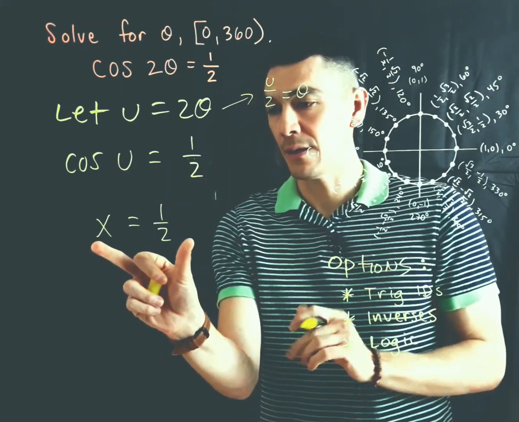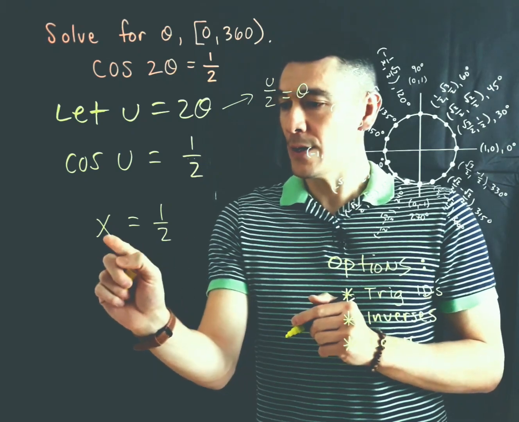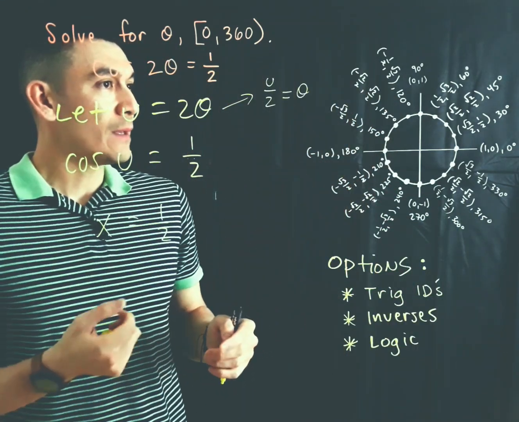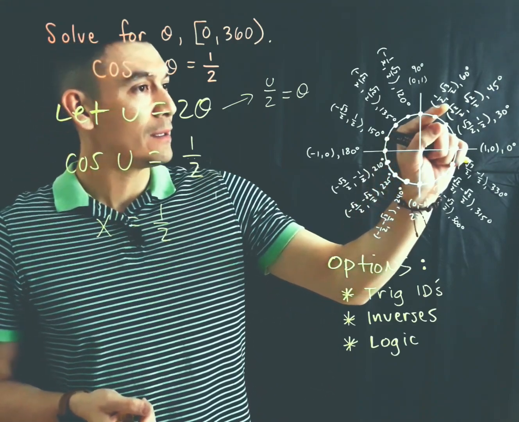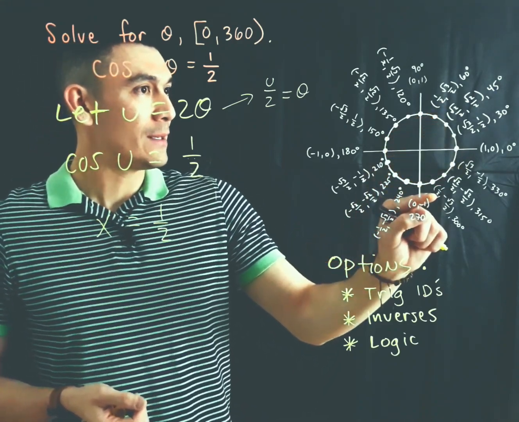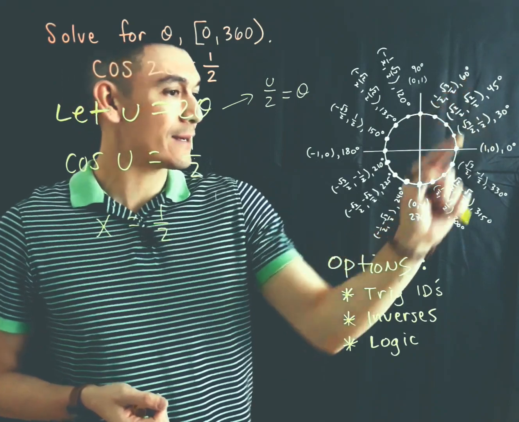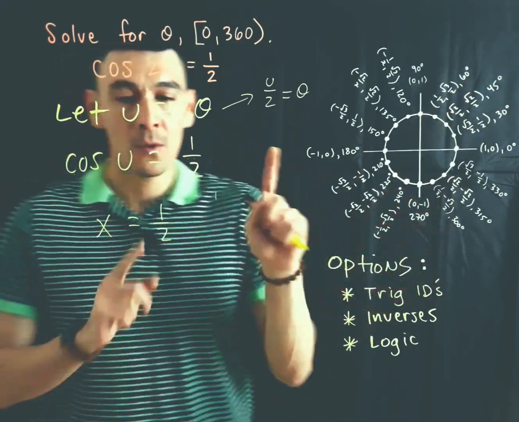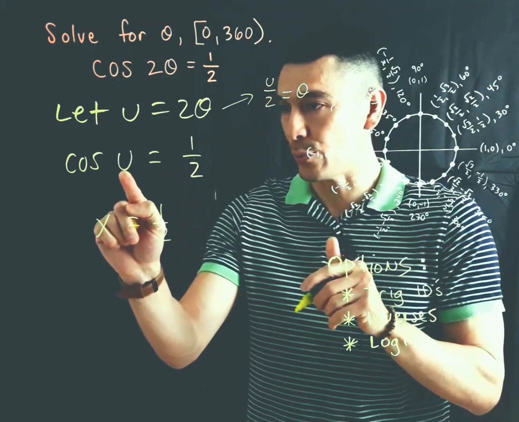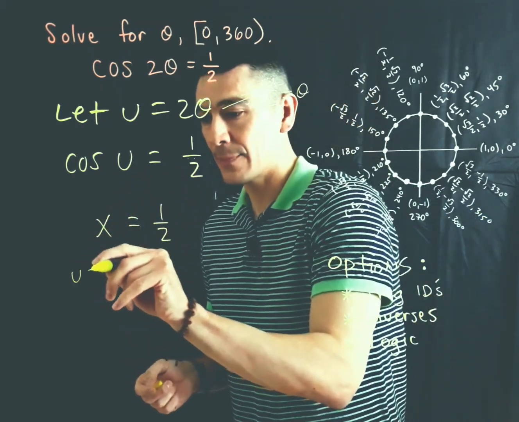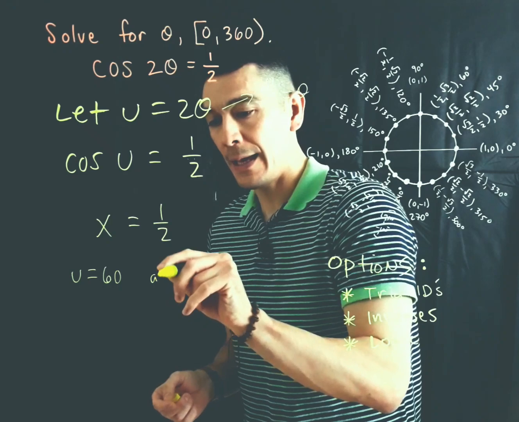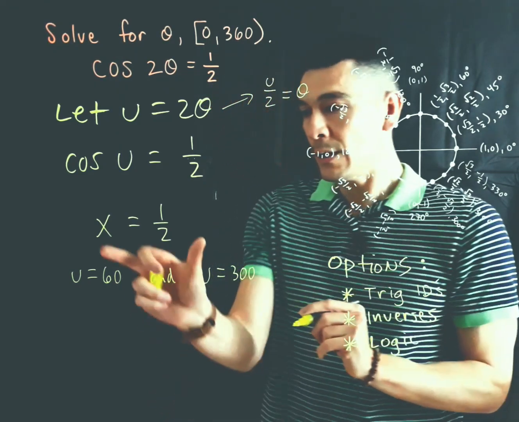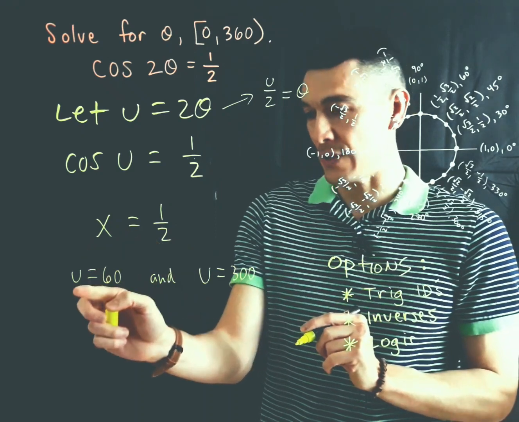Let's continue here. Unit circle. Where do you see x being 1/2? By observation, x is 1/2 here and also here. So we're playing with 60 degrees and 300 degrees. 60 and 300 would be the values of u. So 60, and 300. So this revealed the values of u.